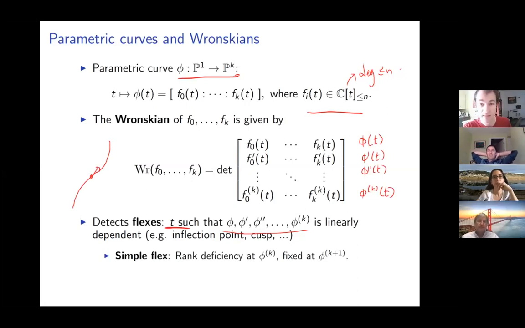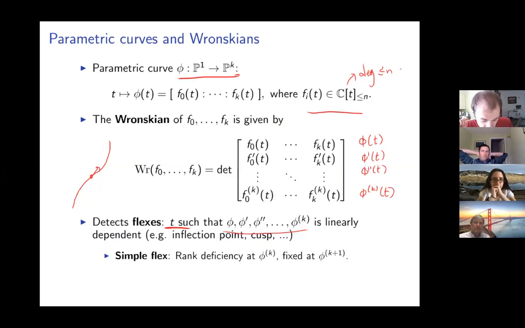That's why we call them that, same root word. But it also includes things like cusps, where the first derivative is vanishing, and sort of higher order flexes, and so on. In general, the simplest kind of flex in k dimensions would be one where the first several derivatives are all kind of fine. They're all different directions, but the last one is linearly dependent. That's called a simple flex.